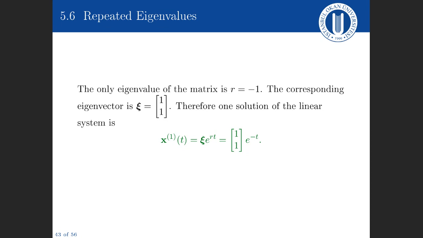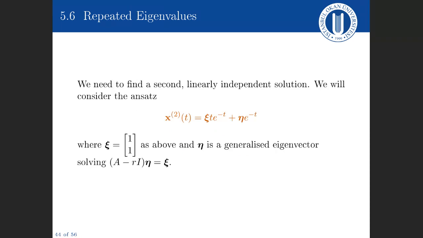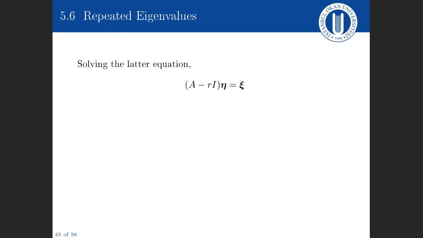We need to find a second linearly independent solution, so we need a generalized eigenvector. We're going to be using the ansatz xi t e to the power minus t plus eta e to the power minus t, where xi is (1, 1), as before, that's the eigenvector, and eta is this generalized eigenvector that we need to find. We need to solve (A minus rI) eta is equal to xi. Put the numbers in. I'll leave it for you to check that A minus rI is the matrix minus 3 over 2, 3 over 2, minus 3 over 2, 3 over 2, times eta is equal to (1, 1).